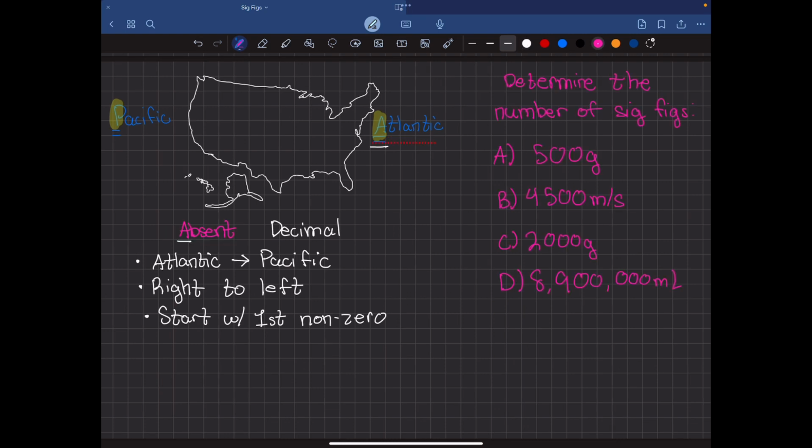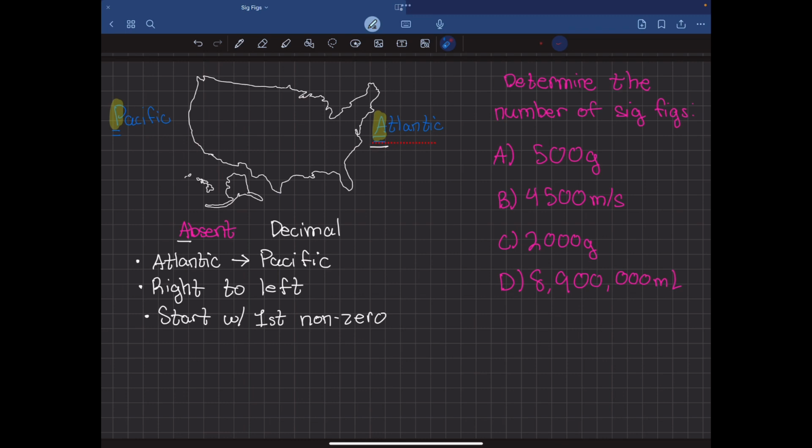So, same process as the last one. I'm going to analyze all of A, and I notice I have 500. I don't have a decimal or anything, so I think to myself, okay, there's a decimal absent. Absent starts with A, Atlantic starts with A, so that's my sign. I'm going to read the number starting from the Atlantic Ocean and go towards the Pacific, or in other words, read it from right going to the left.